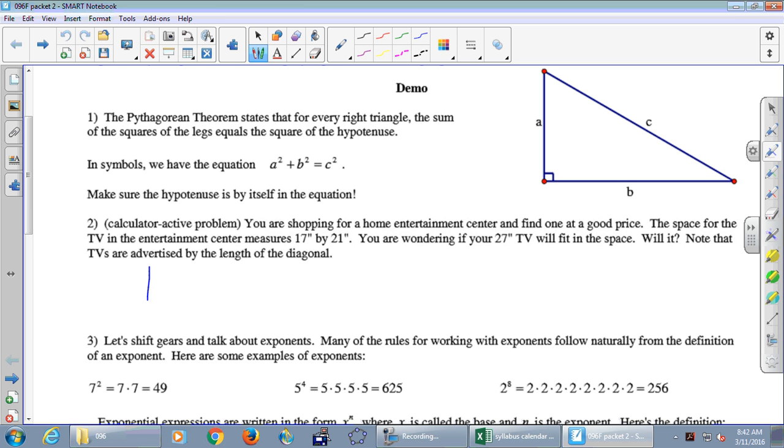First thing we're going to do is draw our rectangle for the entertainment center. And the dimensions here again are given as 17 and 21. Now that's the entertainment center. That's the space available. The TV is advertised as being 27 inches. Do you guys know what dimension is the only one advertised when you say your TV is 27 inches?